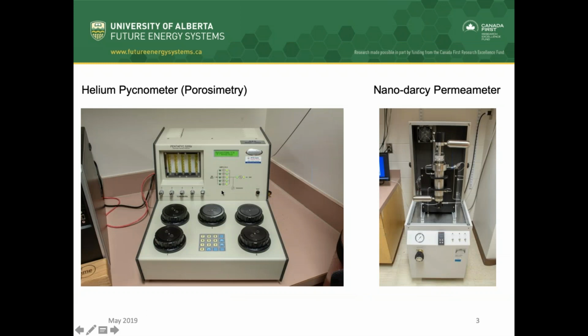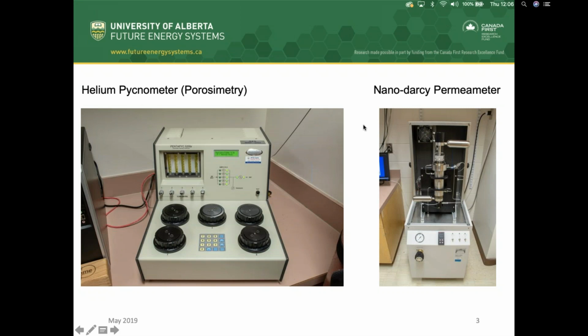Hello. So just to give you a quick tour of some of the machines that we have, on the viewer's left here, we have a machine called a helium pycnometer. This is a machine that can measure the porosity of a rock by measuring the skeletal density of the solid material in the rock. So if you know the volume of a sample that you have and the mass of the sample that you have, this machine can tell you what the porosity, or the pore volume, of the rock sample is.